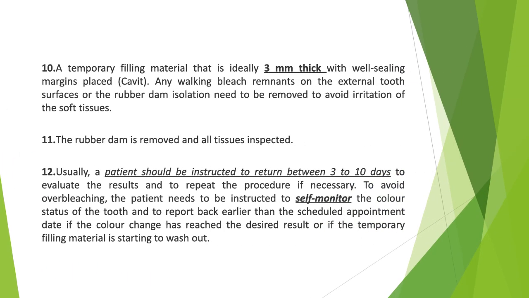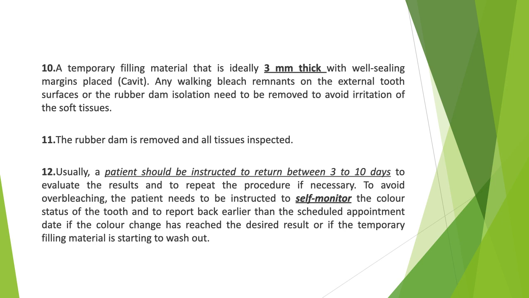Then we apply the bleaching material inside the pulp chamber. We usually apply the sodium perborate, which comes as a powder that is mixed with acid or with water, and then we apply it, and then we seal the cavity with a temporary restoration. The thickness of the temporary restoration should be enough to prevent coronal leakage and to prevent leakage of the bleaching material outside of the pulp chamber.